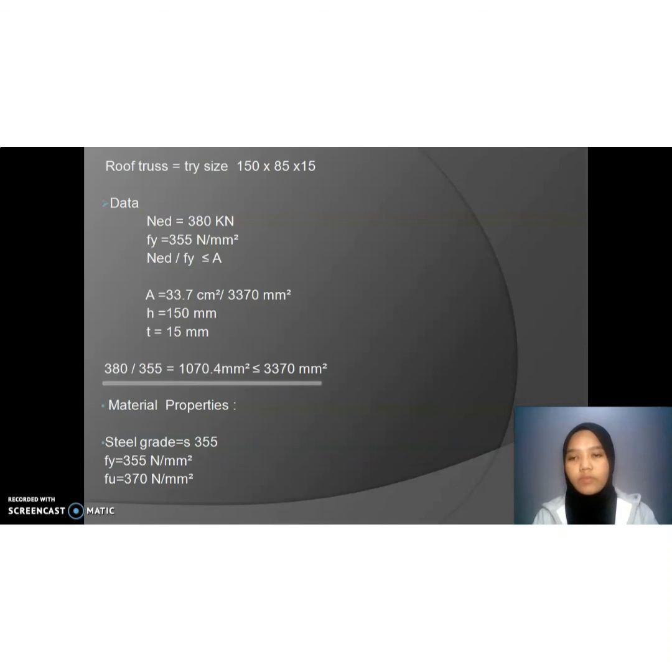NED divided by FY is 380 divided by 355, equal to 1070.4 millimeter square, which is below 3,370 millimeter square. And then for material properties, steel grade S 355, FY 355 Newton per millimeter square. For FU, 370 Newton per millimeter square.